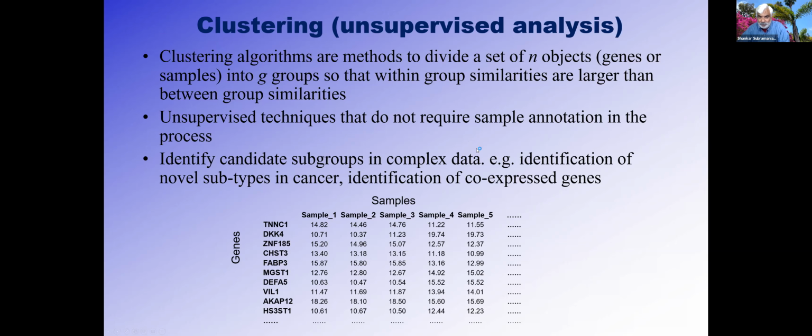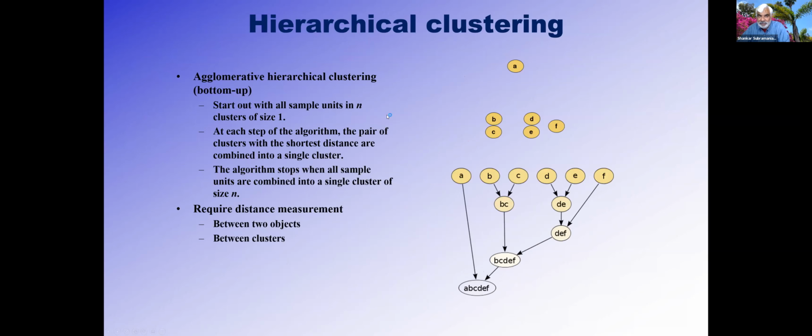So therefore, I'll walk you through how you do this clustering. The agglomerative way of clustering is that you start with one sample, mix them up together, and combine the two, you get BC, combine these three, you get DE and DEF, combine them. So you essentially start with a sample size of one. At each step of the algorithm, the pair of clusters with the shortest distance are combined. The algorithm stops when all the units are combined into a given cluster.